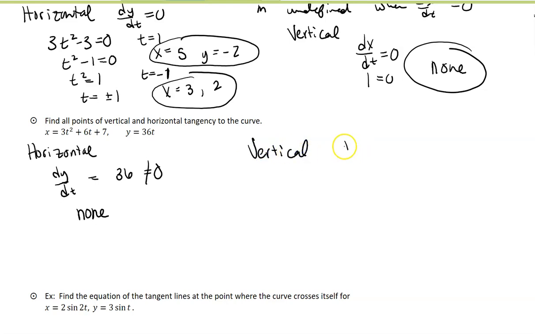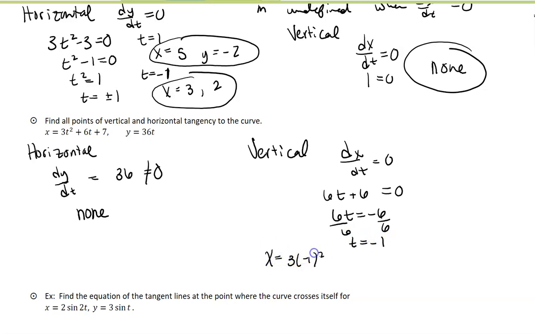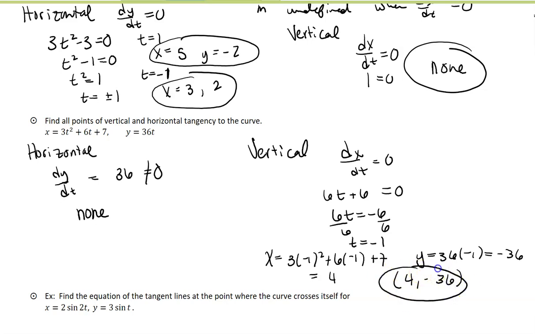Vertical occurs when dx over dt equals 0. So that would be 6t plus 6 equals 0. 6t is equal to negative 6, and if I divide by 6, I get t equals negative 1. X would be 3 times negative 1 squared plus 6 times negative 1 plus 7, which is 4. And y would be 36 times negative 1, which is negative 36. So the only point of vertical tangency is 4, negative 36. There are no horizontal tangencies here.